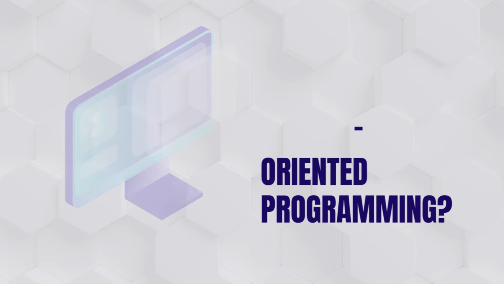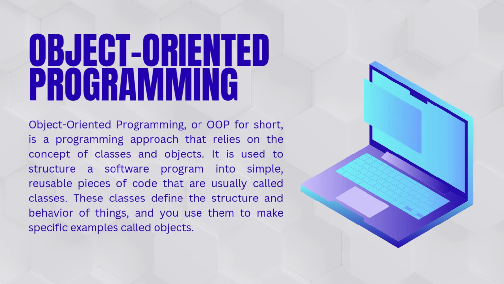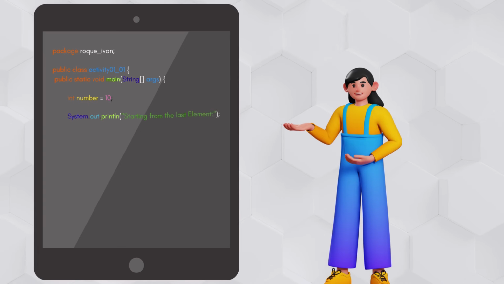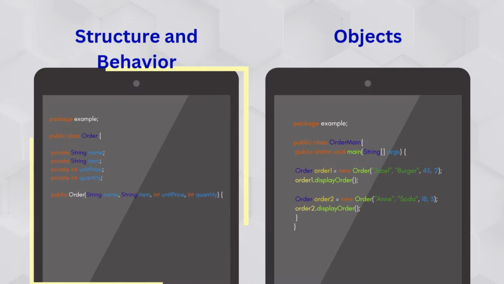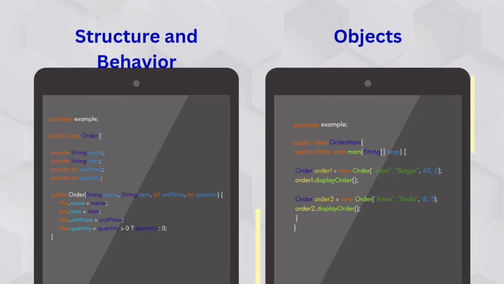What is OOP? Object-Oriented Programming, or OOP for short, is a programming approach that relies on the concept of classes and objects. It is used to structure a software program into simple reusable pieces of code that are usually called classes. These classes define the structure and behavior of things, and you use them to make specific examples called objects.